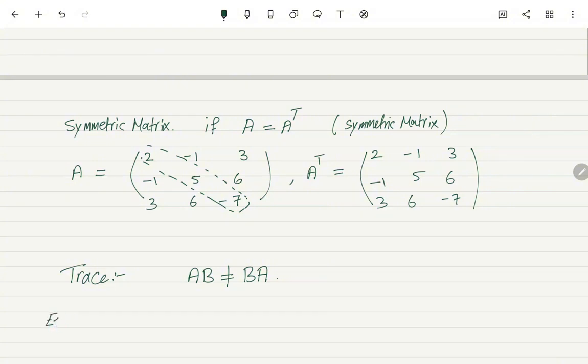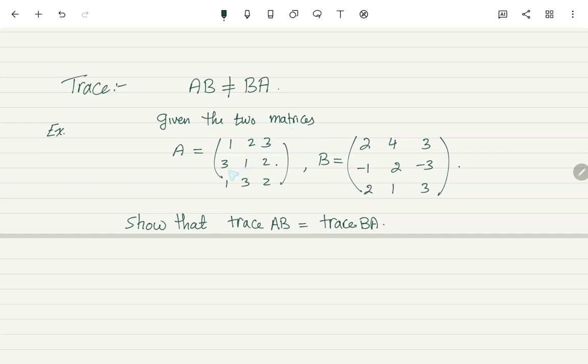Example: given the two matrices A and B, show that trace AB is equal to trace BA. In this case, before finding the trace, we should first find the matrix multiplication AB and the matrix multiplication BA, then find the trace for both results.